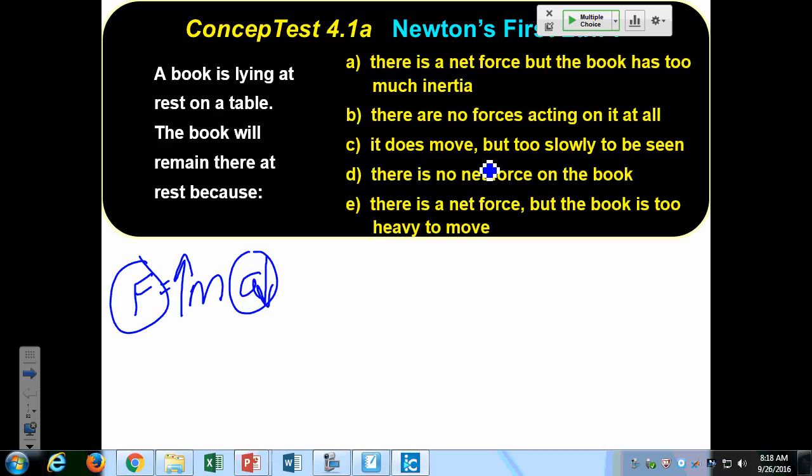The answer is there is no net force. That's the only way for there to be no acceleration. And here, it's at rest. It's not moving at all. And so we can assume then that the acceleration is 0.